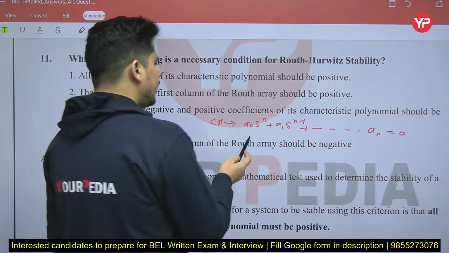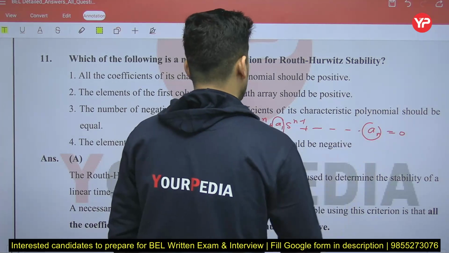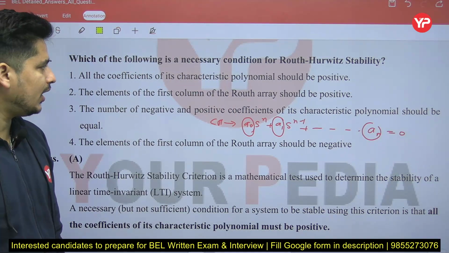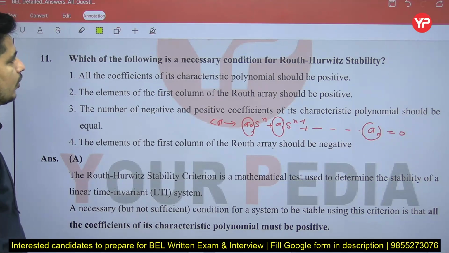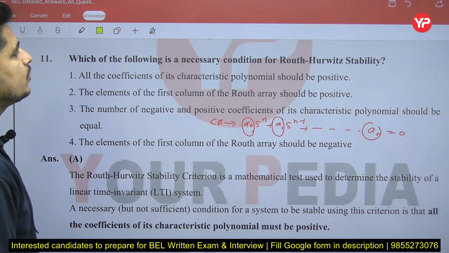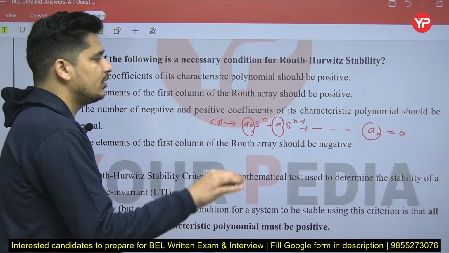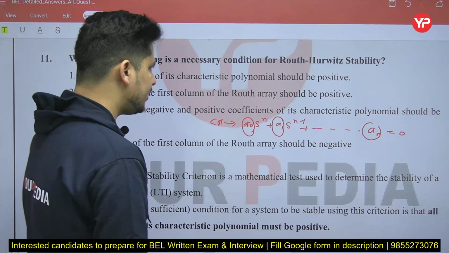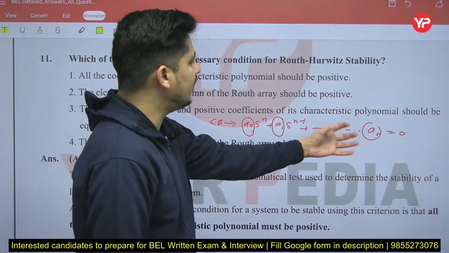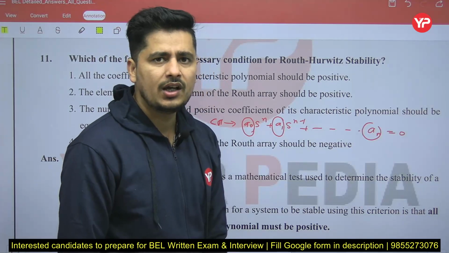The coefficients of the characteristic equation should have the same sign. So what will be the answer? All the coefficients of its characteristic polynomial should be positive. So this is the necessary condition. He is saying positive, or he can say negative, but the sign should be the same. Because if they are negative, we can take the negative out, all the coefficients become positive, and we can put that on the left hand side.